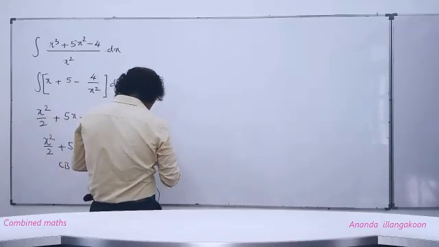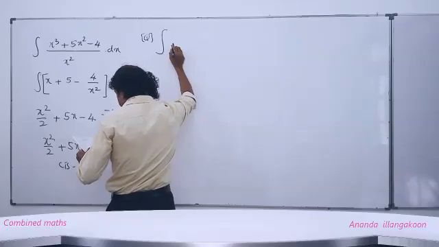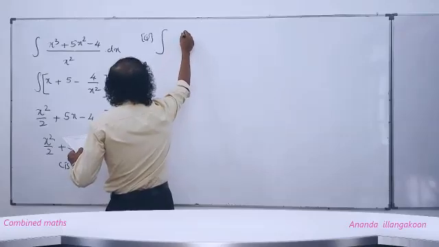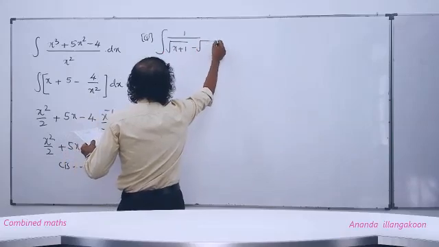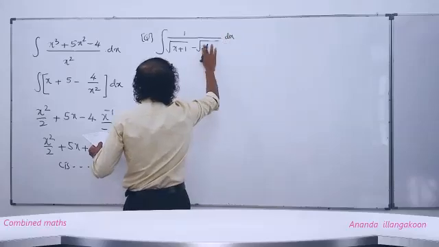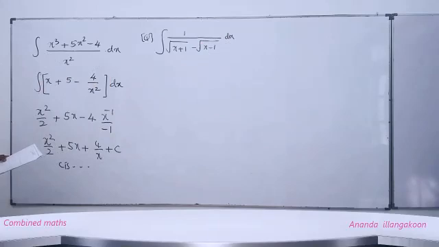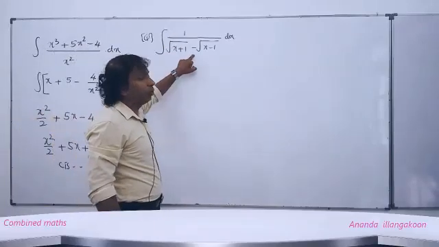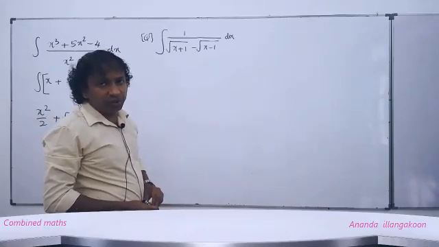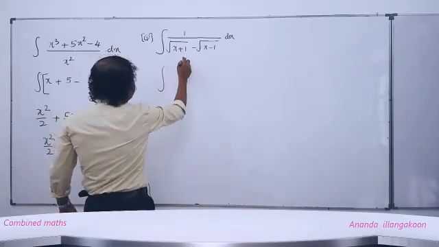Next one is the integration of 1 upon (root of x plus 1 minus root of x minus 1). How to do this? We multiply both numerator and denominator by the conjugate of the denominator. The conjugate of the denominator is the expression obtained when you change the sign to the opposite. By that we multiply both numerator and denominator. Then the conjugate of this is this.